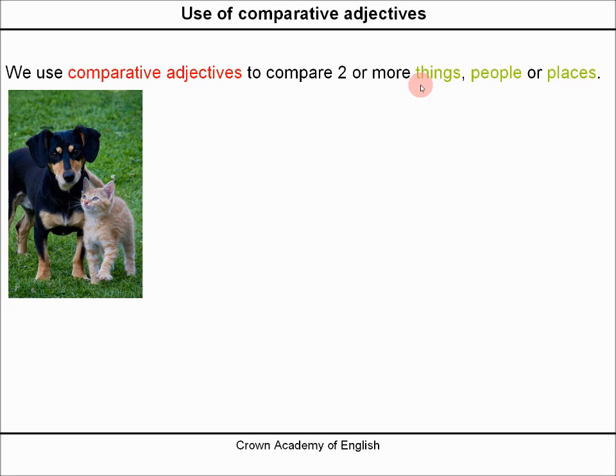Example: the cat is smaller than the dog. So in green we see the two things, cat and dog, that we are comparing. And we are comparing the size, in fact. And we are saying that the cat is smaller than the dog.